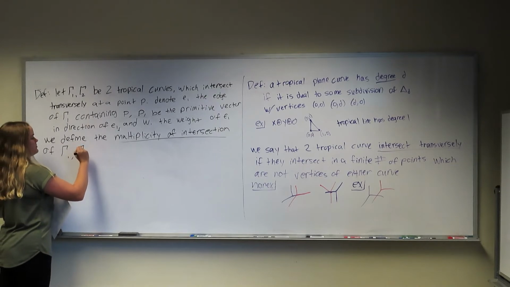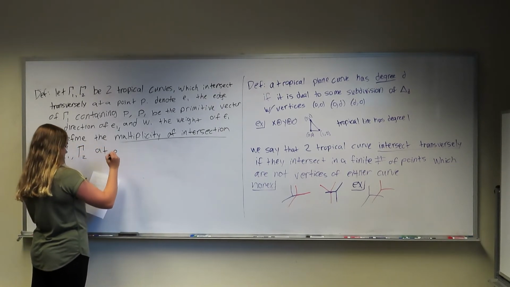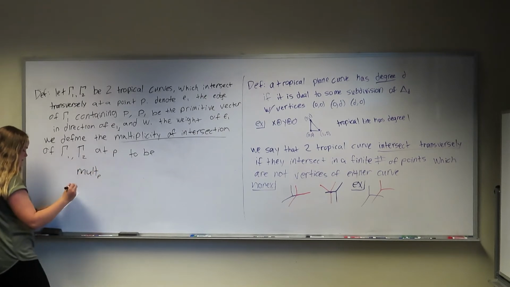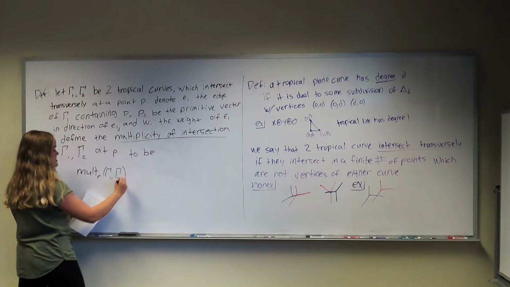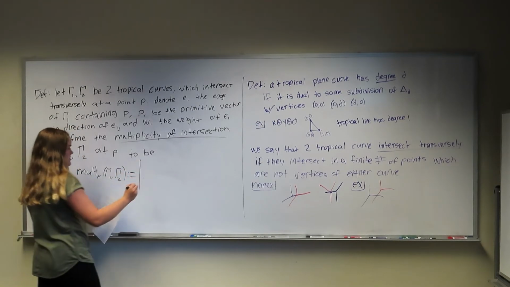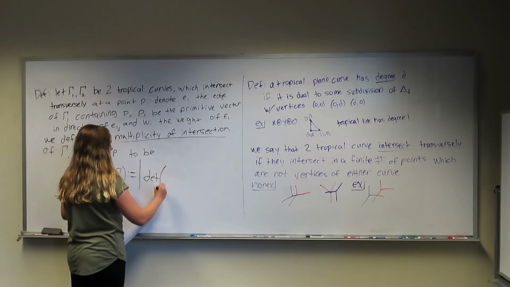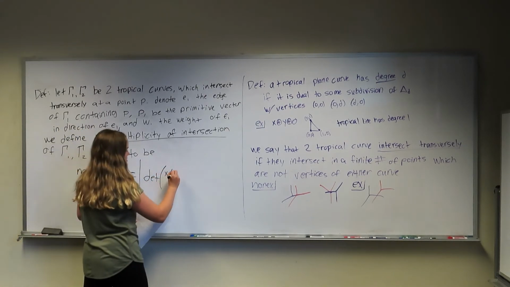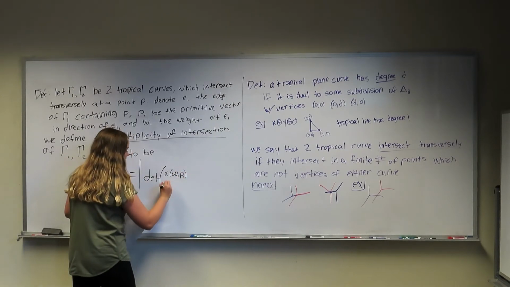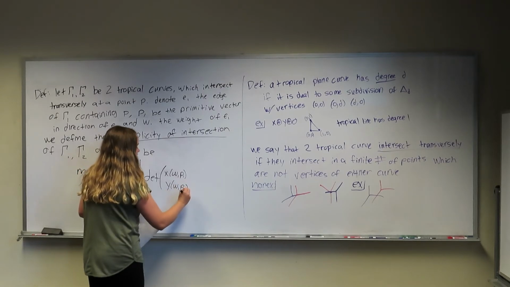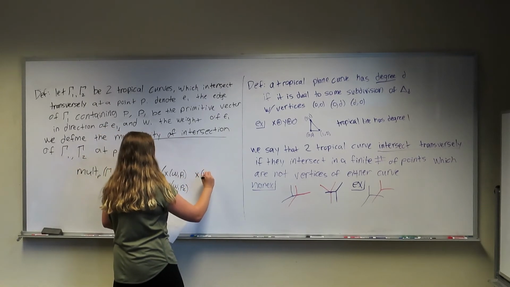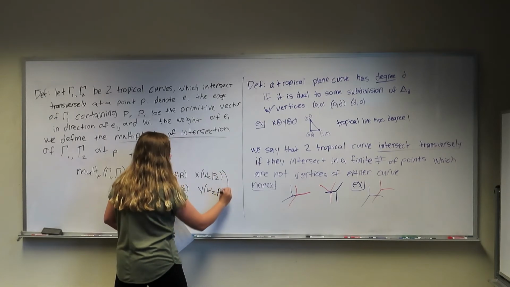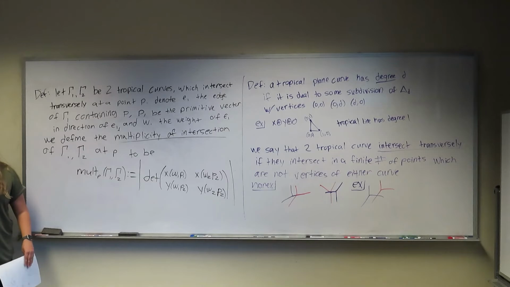These two curves at P, the multiplicity is defined to be the absolute value of the determinant of the x-coordinate of the weight 1 times P1 and the y-coordinate of that, and then the x-coordinate of W2 P2 and the y-coordinate of that vector. We'll see an example in a second.